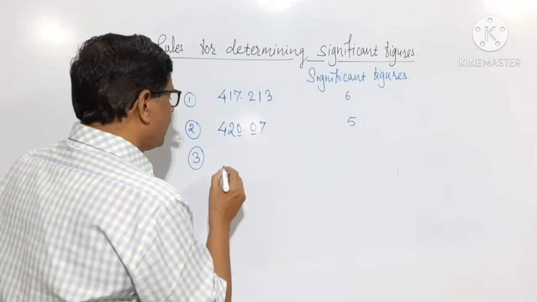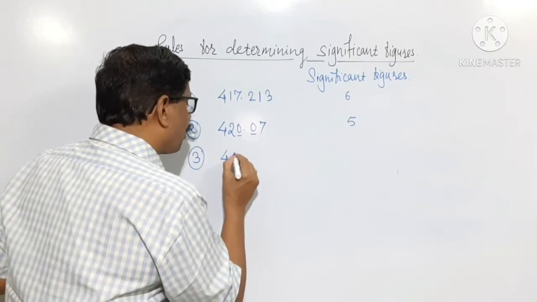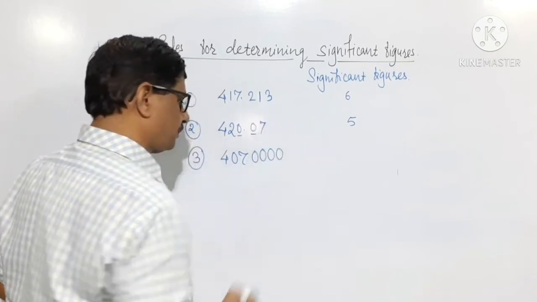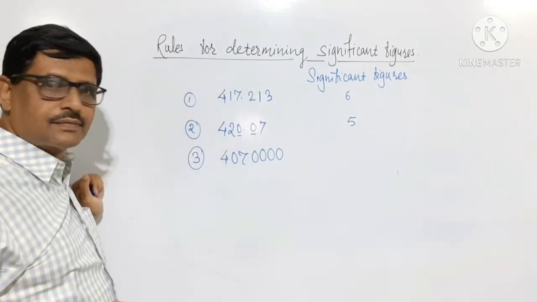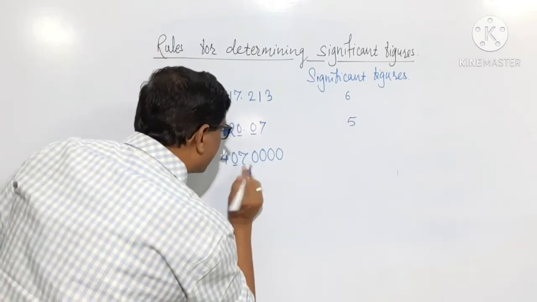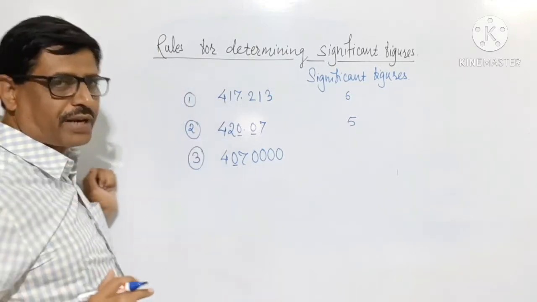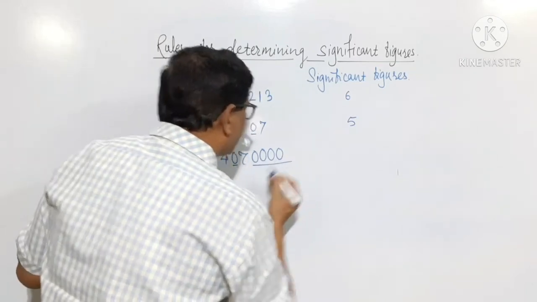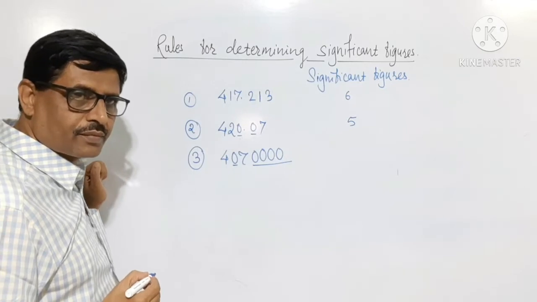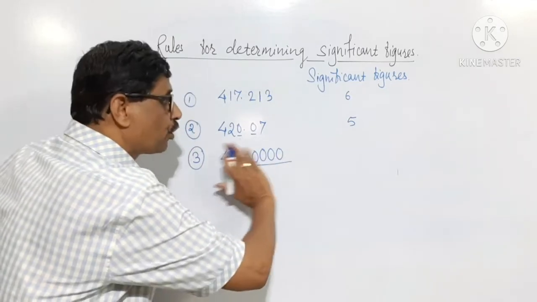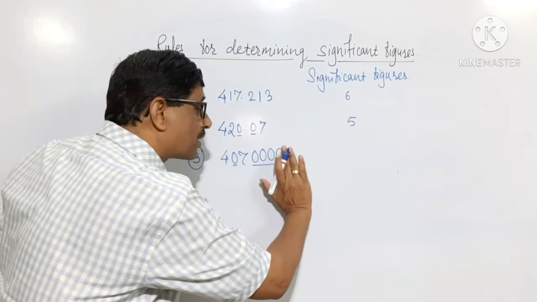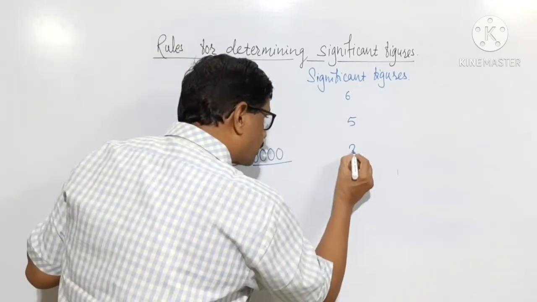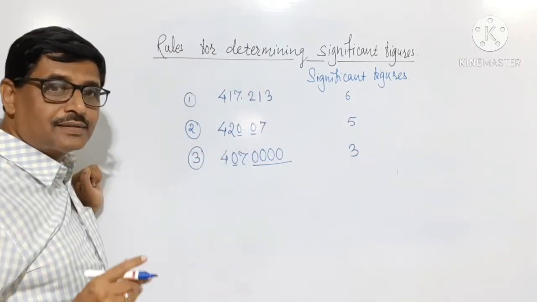As an example, if I write here, it is 4070000. This is a zero between two non-zero, it is significant. But zeros to the right of non-zero, these are the trailing zeros. These zeros are not significant. Therefore, the significant figures in this measurement are 3.